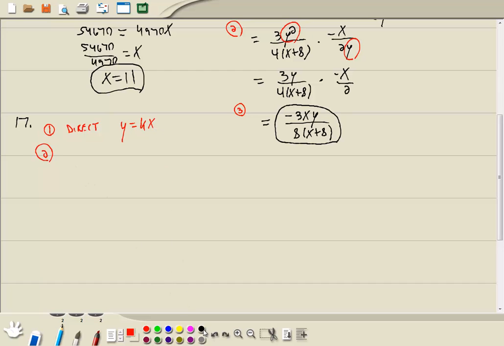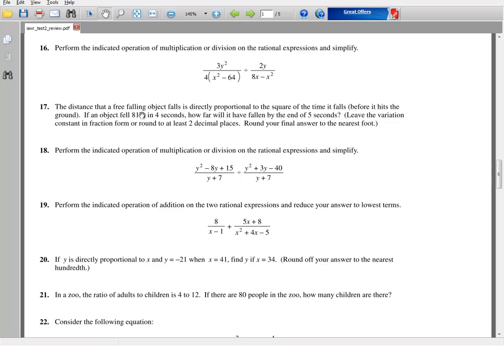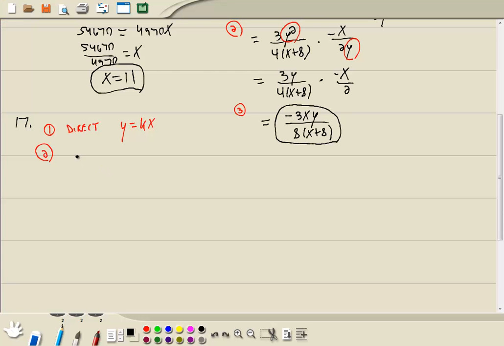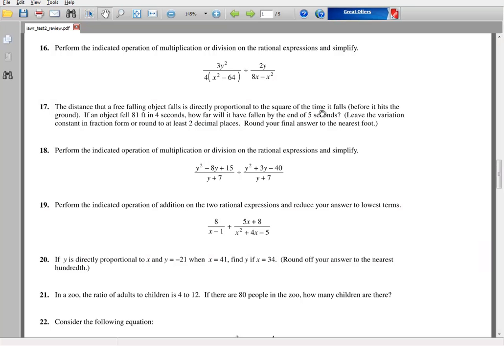So step 2, pick variables that make sense. Distance that a free-falling object falls is directly. Here's the is our equals. So d for distance is directly proportional to the square of the time it falls. So t squared.